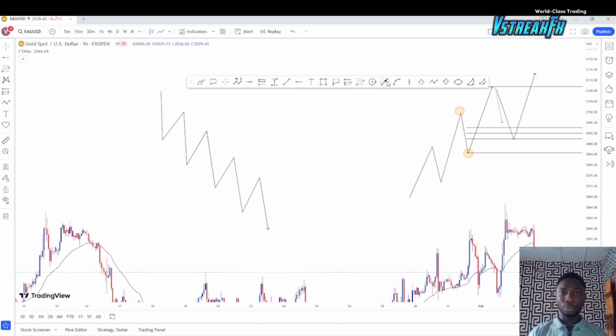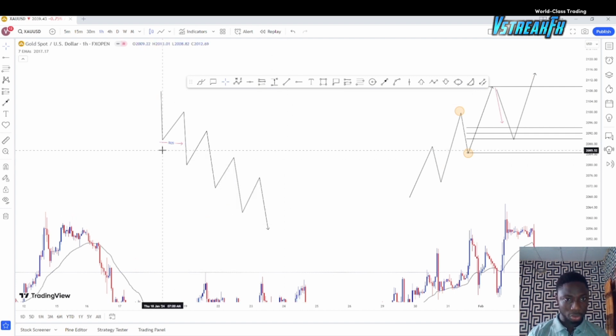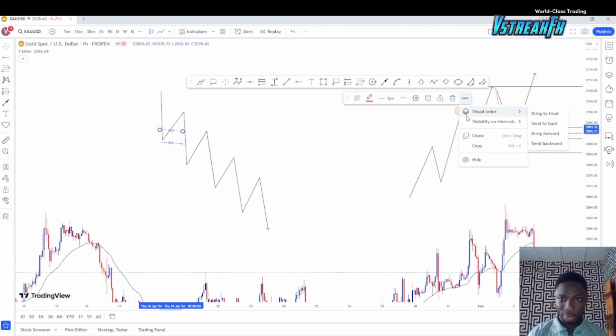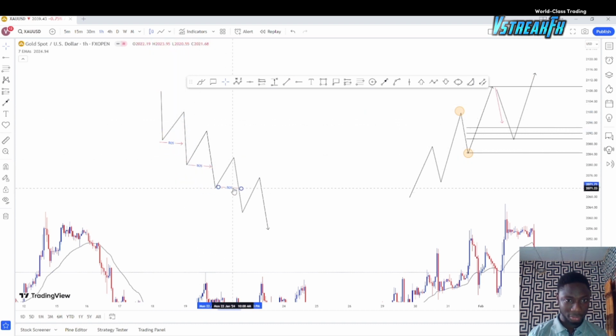At this level, here we have a break of structure, whereby structure has been created before. We have a break of structure and it keeps creating that break of structure. Let me clone it so I can have more of it. Let me clone it more. Let me clone it so I can use it here. Use it here.